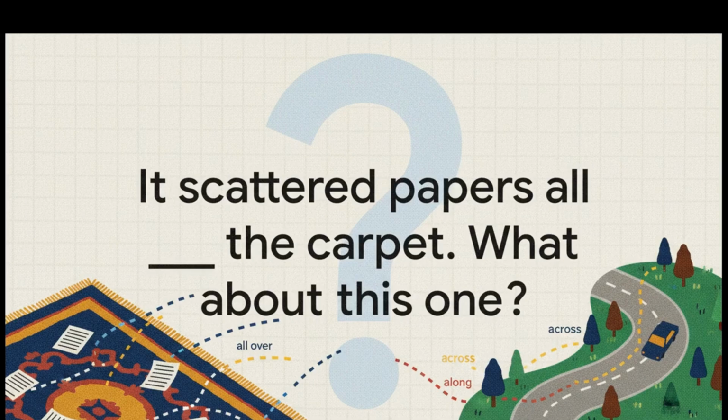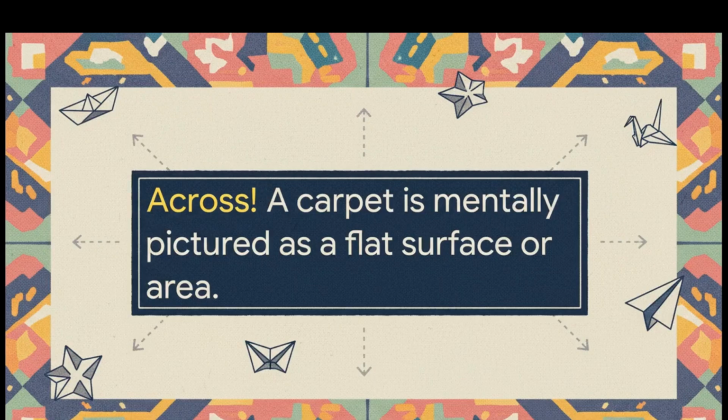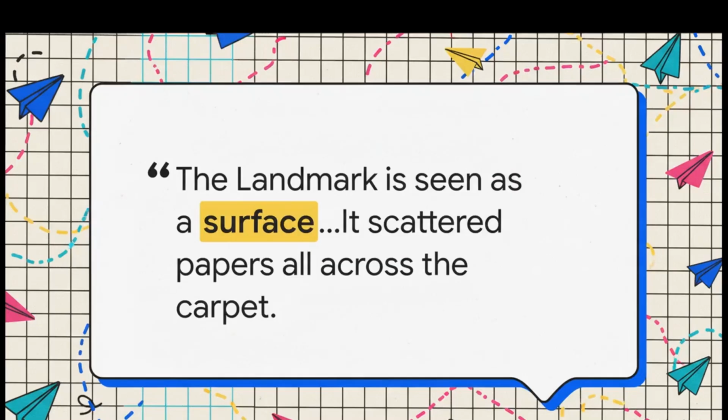Okay, next one. It scattered papers all blank the carpet. So how is a carpet different from a road in our little mental map? The correct preposition here is across. Exactly. A carpet is a classic surface, a flat area. So when things are scattered over that area, we use across. You see the pattern here? It's all about how you visualize that landmark. It's not about the words, it's about the picture in your head.